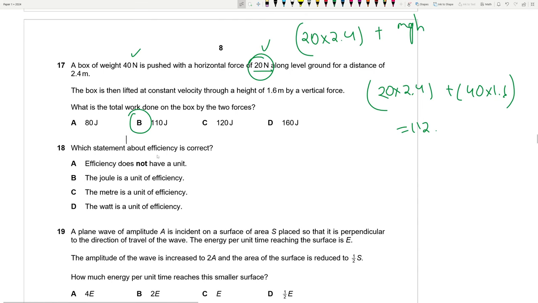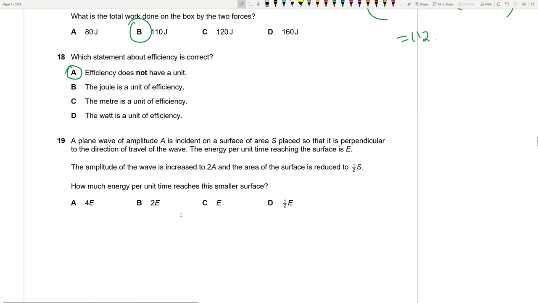Which statement about efficiency is correct? Efficiency does not have a unit. This is true because it's the useful power output or energy output divided by the total input. So the units actually cancel out.